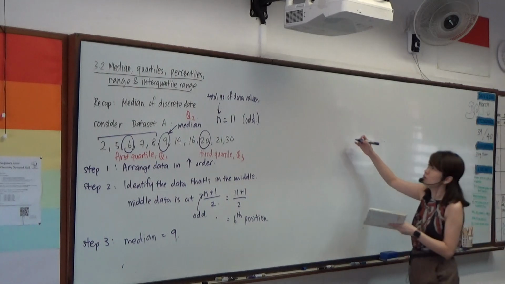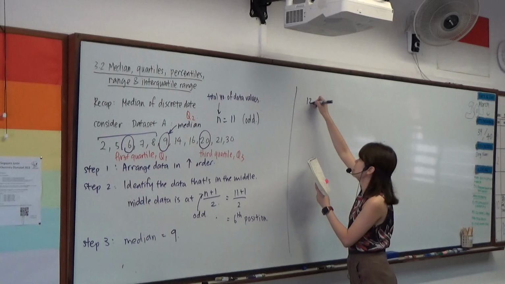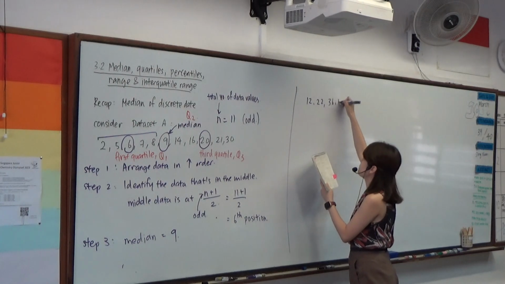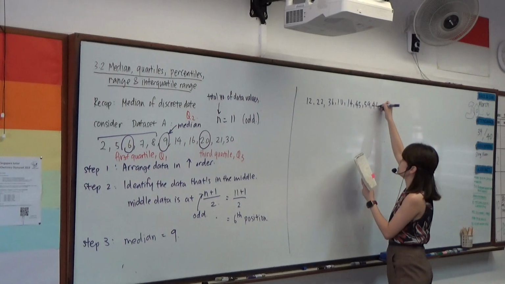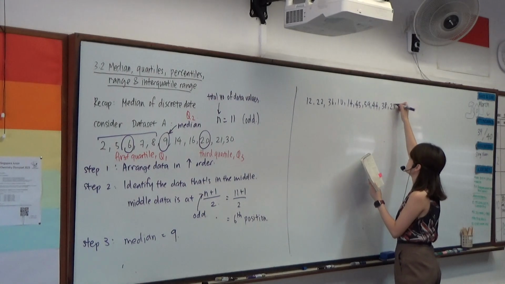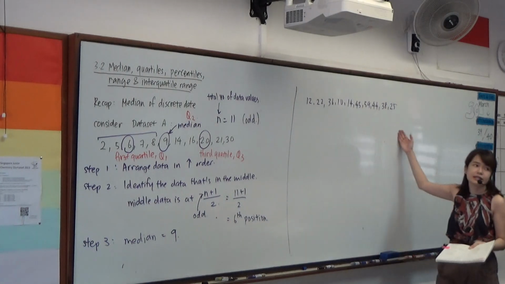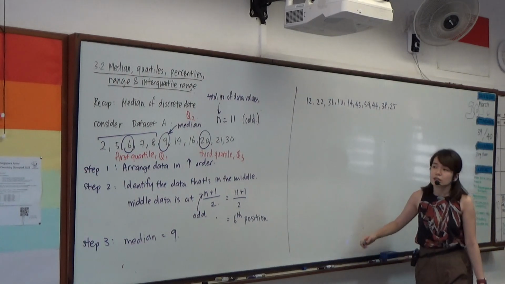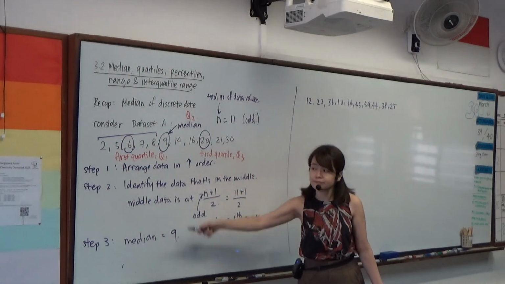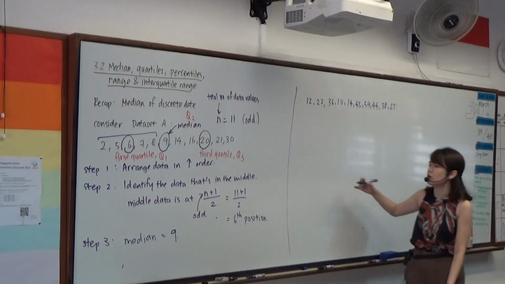Now, I want us to take a look at what if there is an even number data set. Just to give us some data values, for instance, I have this set of data values. It is not arranged in ascending order. So we follow the same steps still. First step, always arrange our data in increasing order.